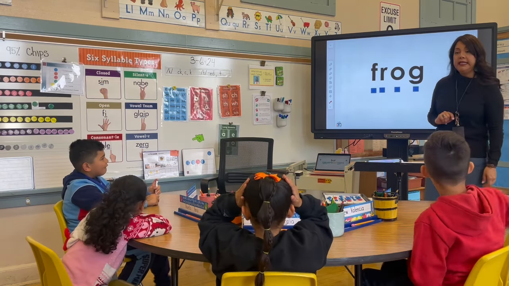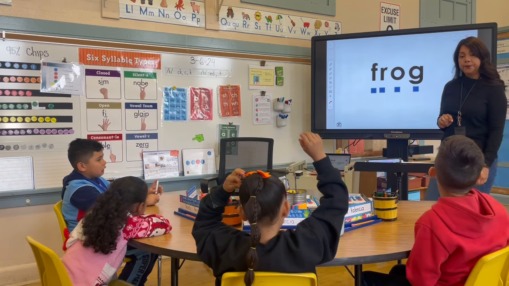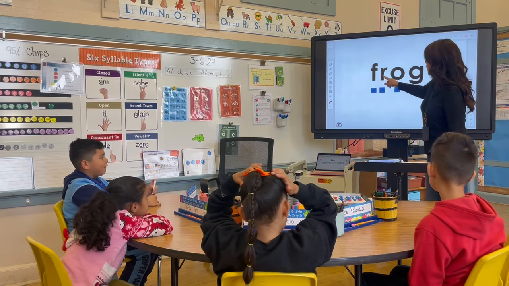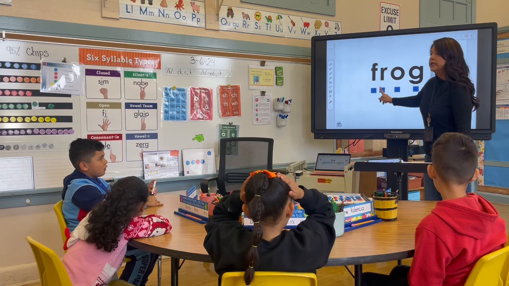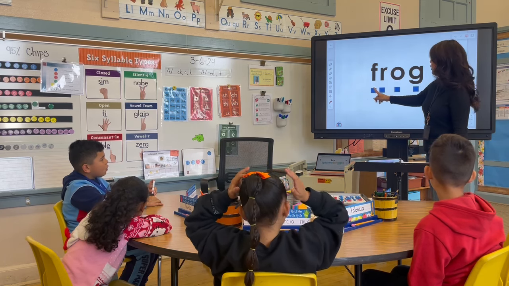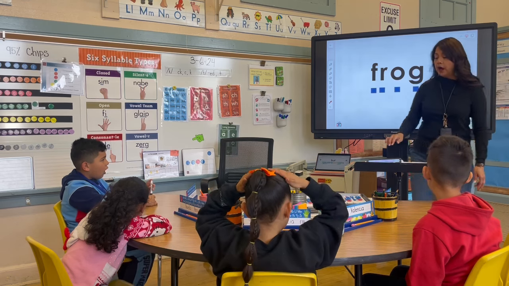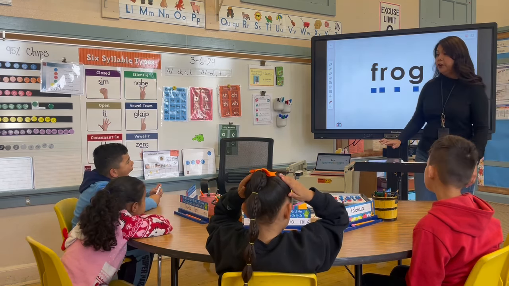Do we have a blend here? Yes. Drew? It's the F and the R. And F and R say fr. Say it. Fr. So let's do our sounds. Fr. Og. Frog. Nayela, I want you to look up here, okay?